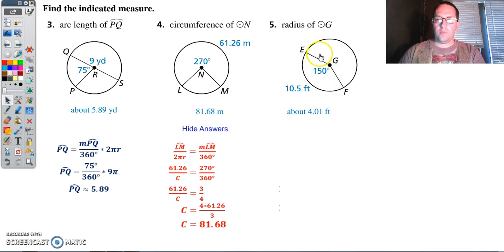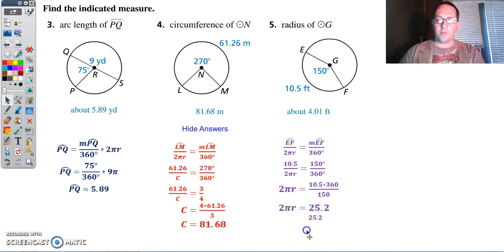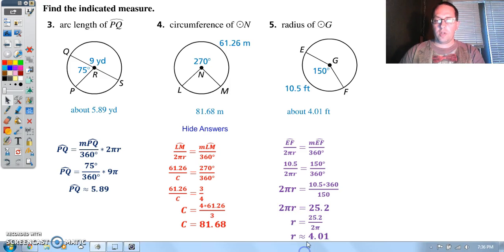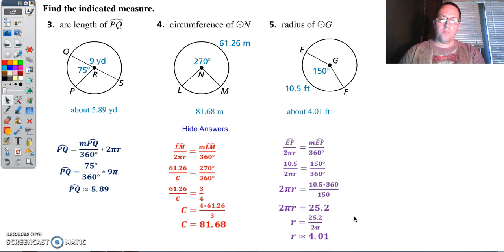Number 5, we are looking for the radius. So we're looking for R. So we're still going to start off with this proportion. Plug in what we know. We know the length of the arc. We know the degree measure of the arc. Use your cross products, so cross multiply and divide. We end up with this. And this time we've got 2 pi r over here. All right. So go ahead and work out that side here, and we have 25.2. Divide both sides by 2 pi, and the radius is 4.01 approximately, and it's in feet.